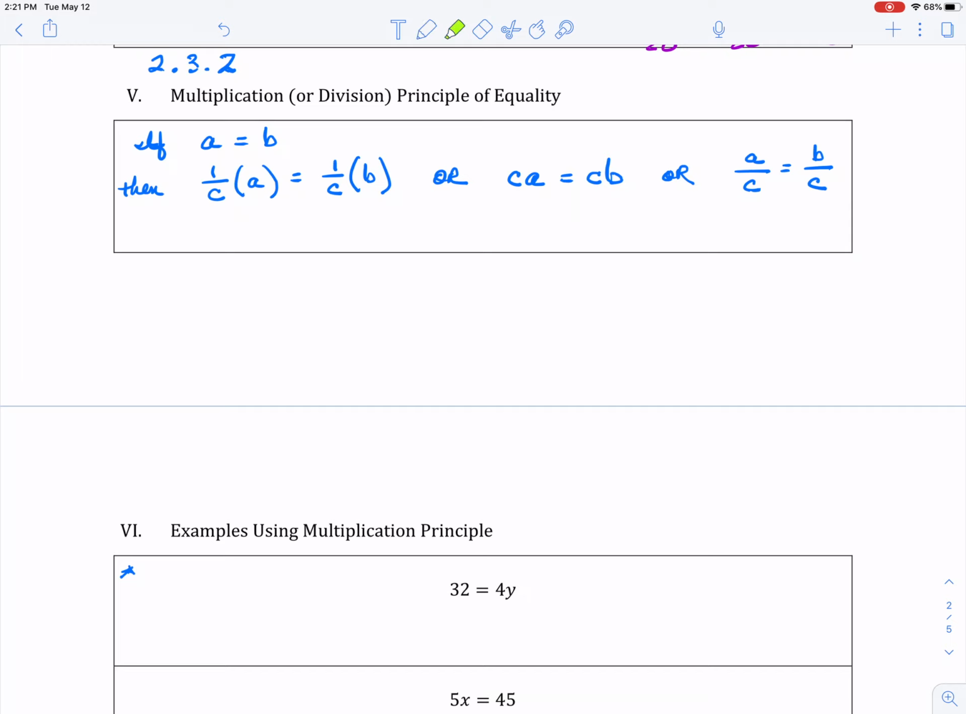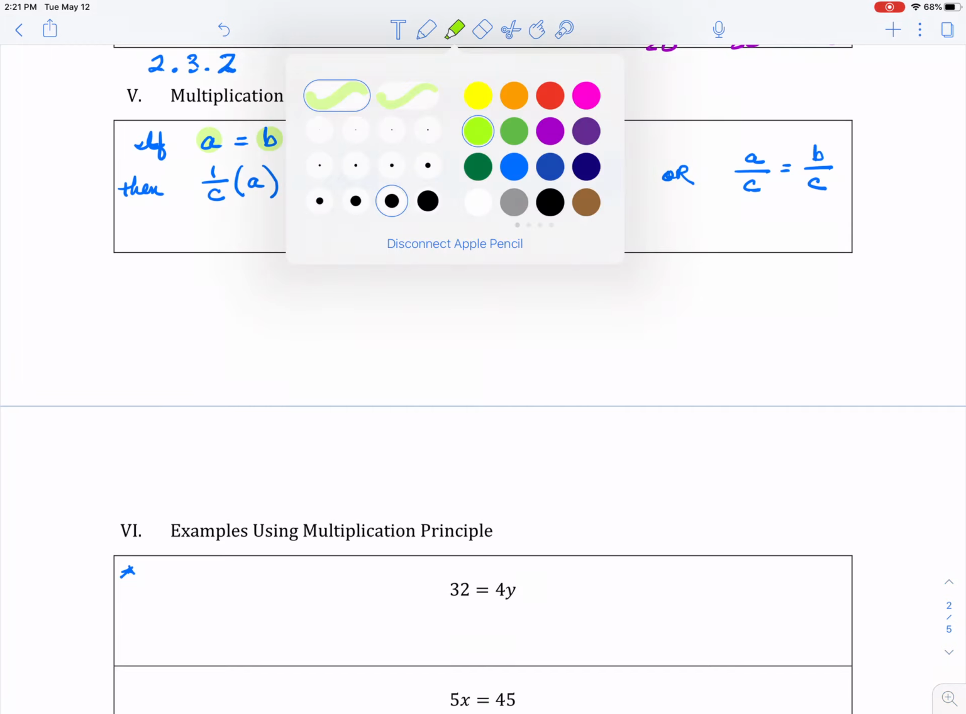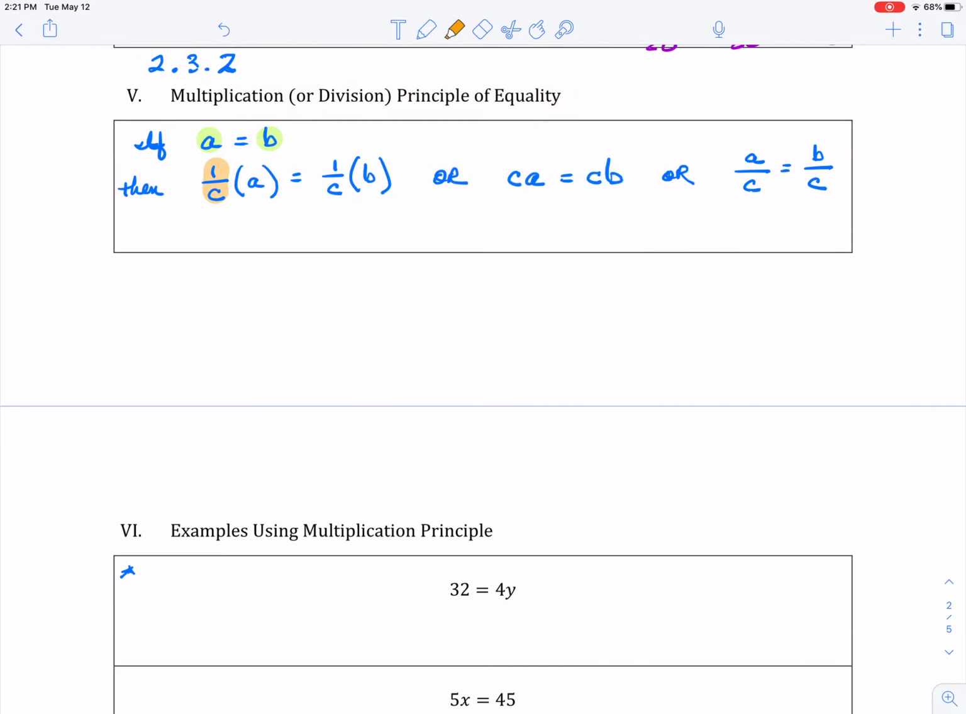It says if A on the left side is equal to B on the right side, then you're allowed to multiply both sides by the same quantity. So you see me multiplying both sides by 1 over c. You can also multiply both sides by a whole number c, or you'll see me probably writing it down as dividing both sides by the number c. So again, several ways to write this, and you'll see me working some examples that use each of these techniques.